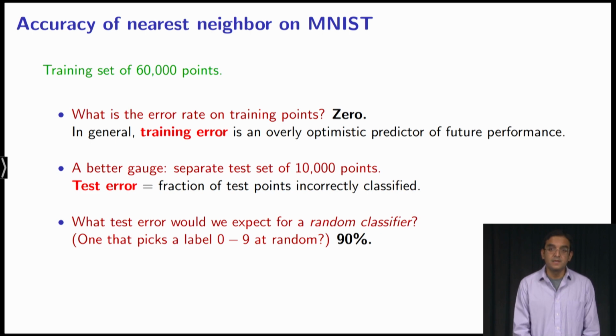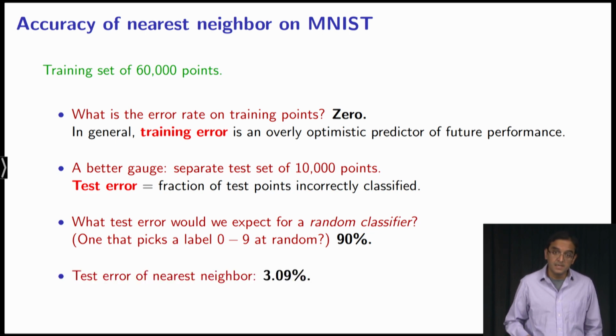What about nearest neighbor? What is the error rate of nearest neighbor on the test set? It turns out to be 3.09%. Not bad at all. There were 10,000 test points, and nearest neighbor got 309 of them wrong. Not bad for a classifier that's so simple.